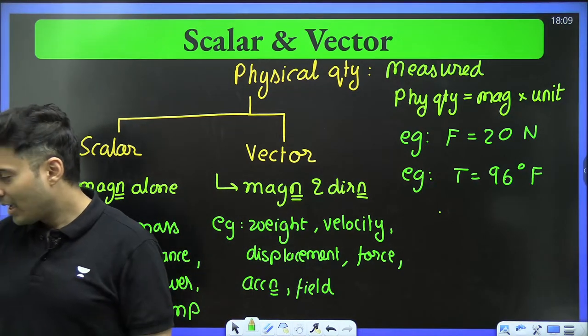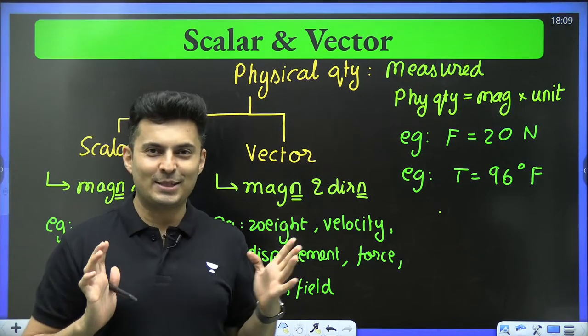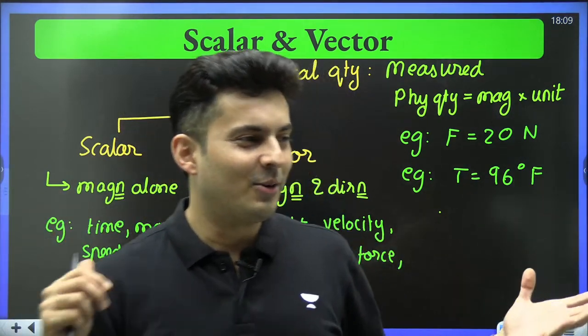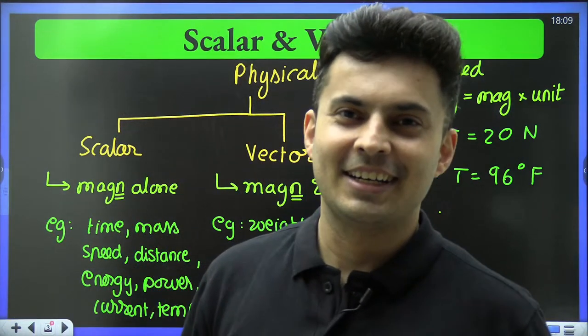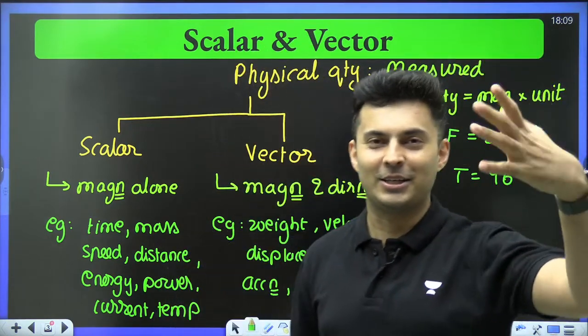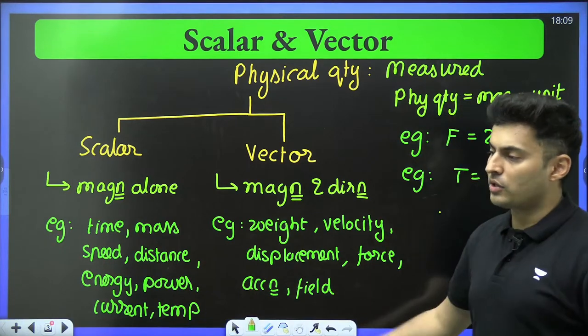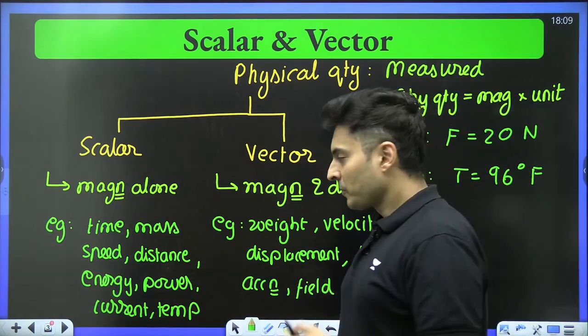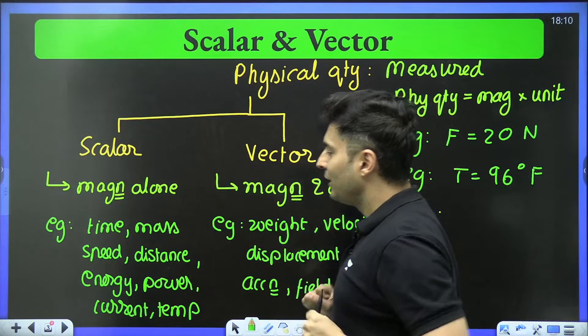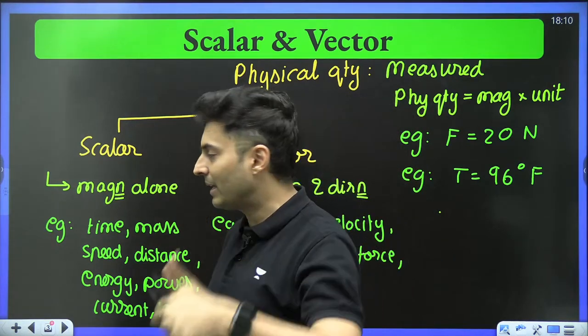Very good. Everybody knows distance and displacement. Sir, distance is scalar, displacement is vector. Okay, distance is scalar, displacement is vector. So that is the most common example, but I've given you other examples also for your notes. Now that you understand the difference between these two, please give me a thumbs up.